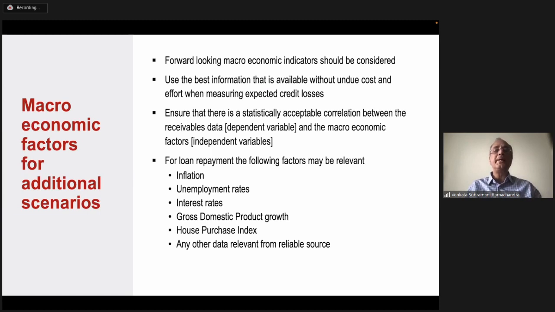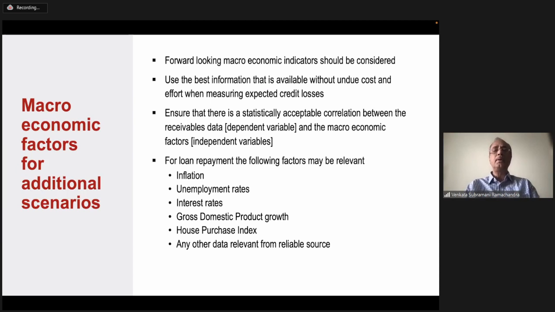for every country. So if you're doing it for an Indian entity, then you have, for example, the GDP growth rate, you have the unemployment rate, you have the inflation, you have the risk-free rate. You have the house purchase index. Like that, you have about 300 macroeconomic factors. Now, all of these macroeconomic factors may not be relevant.